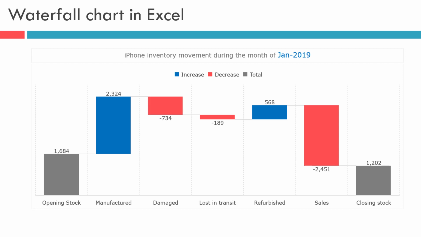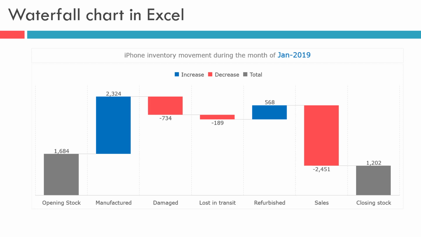This chart shows the movement of a stock from opening, or the start of the period, to closing, the end of the period. During this period, there are activities that happened, like manufacturing, damages, loss in transit, sales, and so on. This has led to an increase or decrease in the stock.